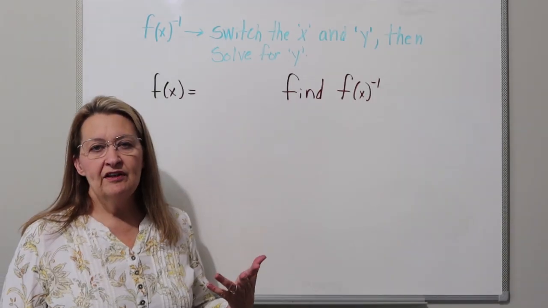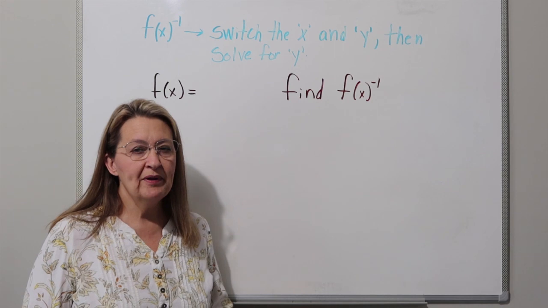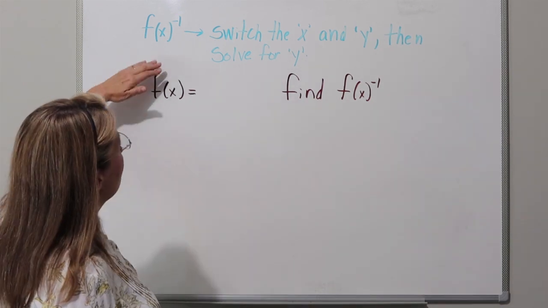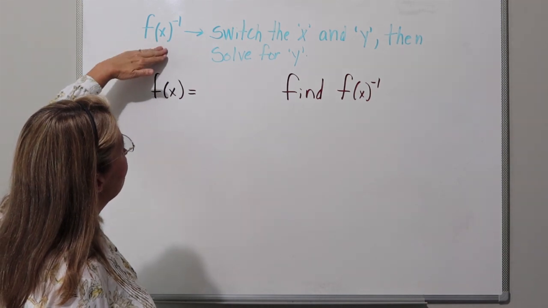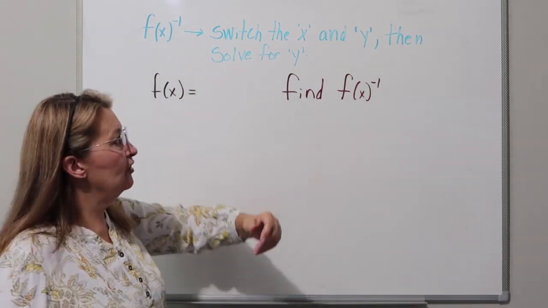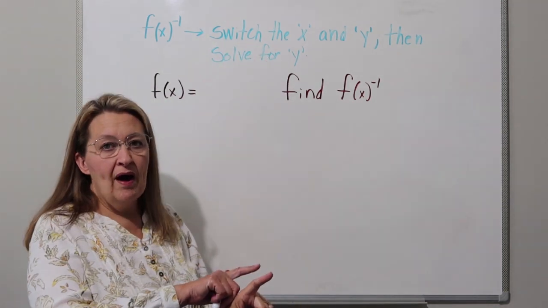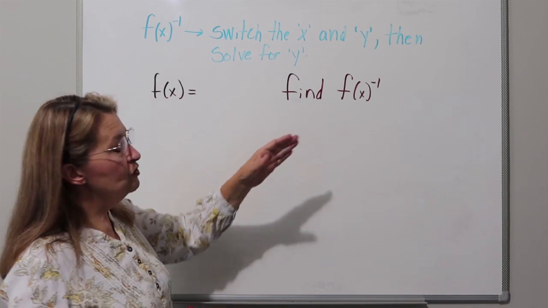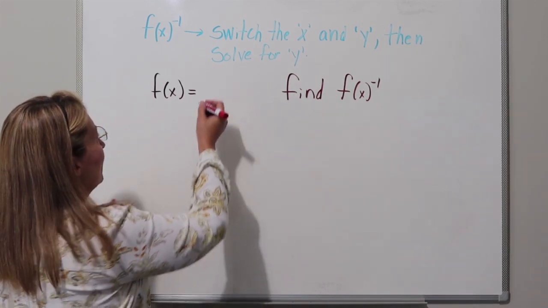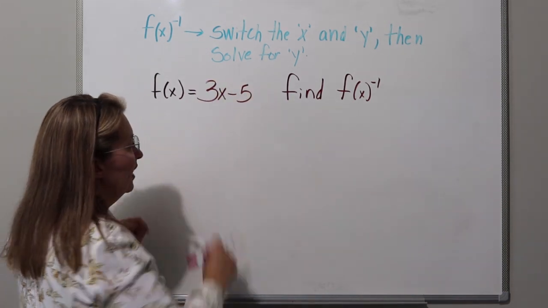Let's take a look at what an inverse function is. This is a concept that's really simple, but the execution can get really difficult. An inverse function is notated by f of x to the negative 1 power, or it can say find the inverse of the function. But what you do is you switch the x and the y in your equation, and then you solve that equation for y. Let's look at f of x is equal to, let's say, 3x minus 5.